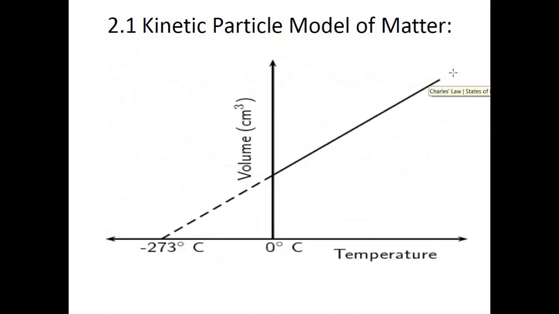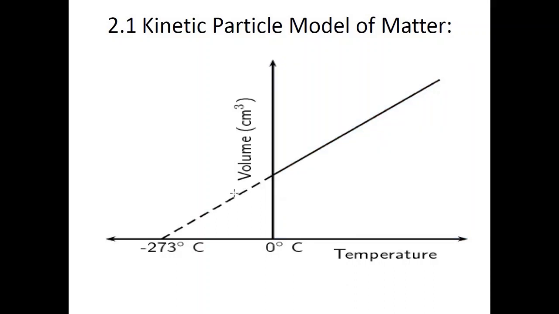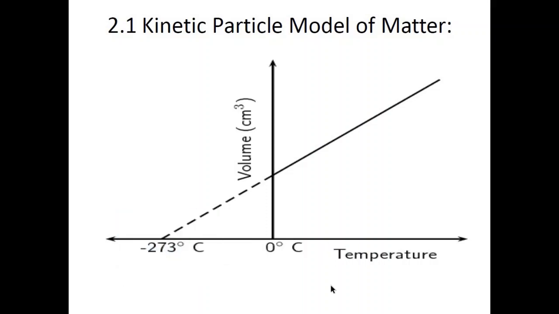This is a graph. Normally we have this shape of graph for an object, and when we extrapolate a volume versus temperature graph, a time comes when the volume of an object virtually becomes zero, and that occurs when we are at minus 273 degrees centigrade, which is known as 0 Kelvin, or absolute temperature. This is a volume-temperature graph for a gas.